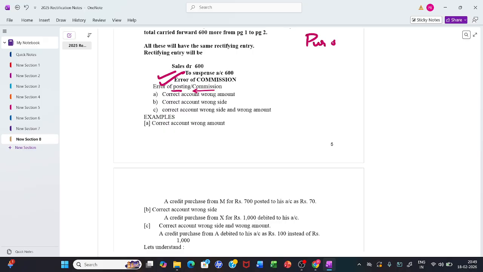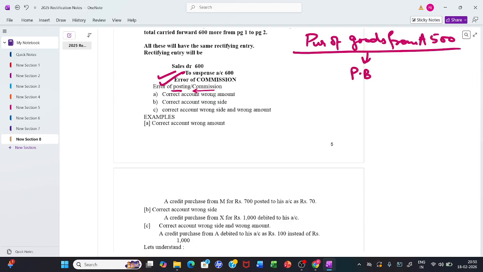Say purchase of goods from A 500. This is the correct thing. This should be shown in purchase book, or if you pass the entry, it should be purchases to A 500. This is what we are visualizing in our mind. This is the entry. Because it is purchases, it is recorded in purchase book. Mistake is possible in A's account.